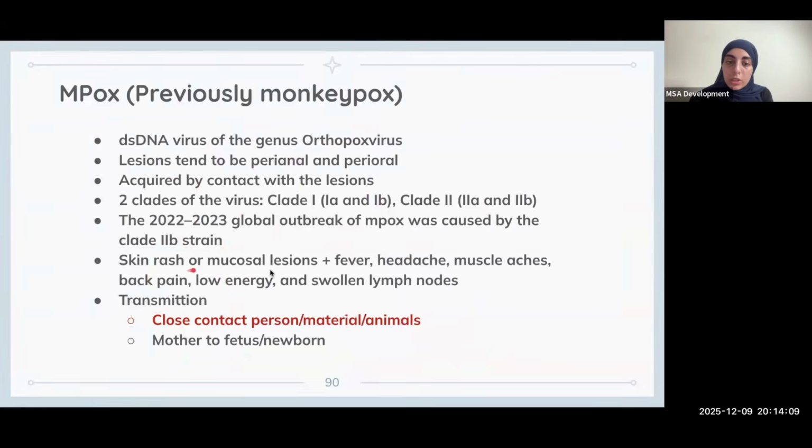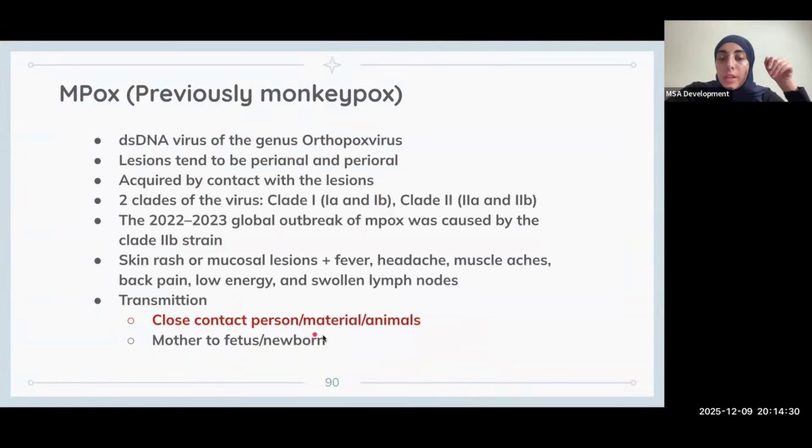They get skin rash, mucosal lesions. They also get a fever, headache, muscle aches, back pain, low energy, swollen lymph nodes. And as we said, transmission is through close contact with the rash, either with another person, with an animal, remember, monkey. So if someone works in a zoo or close with monkeys, they can be at risk.